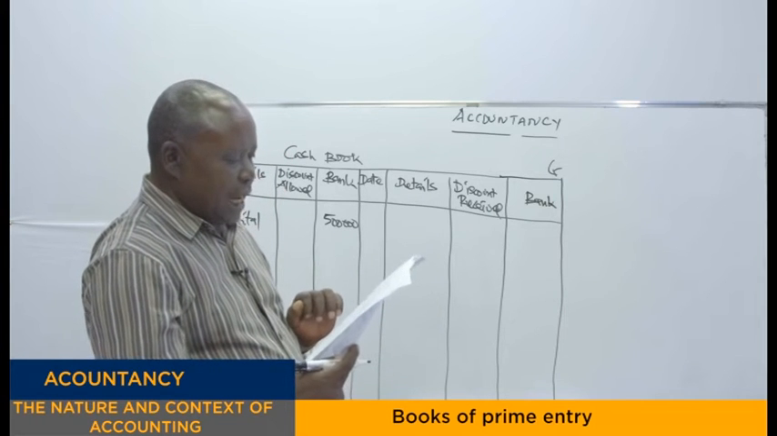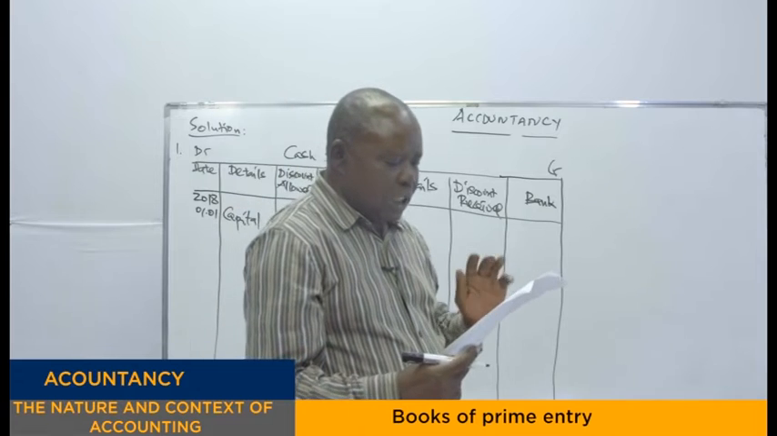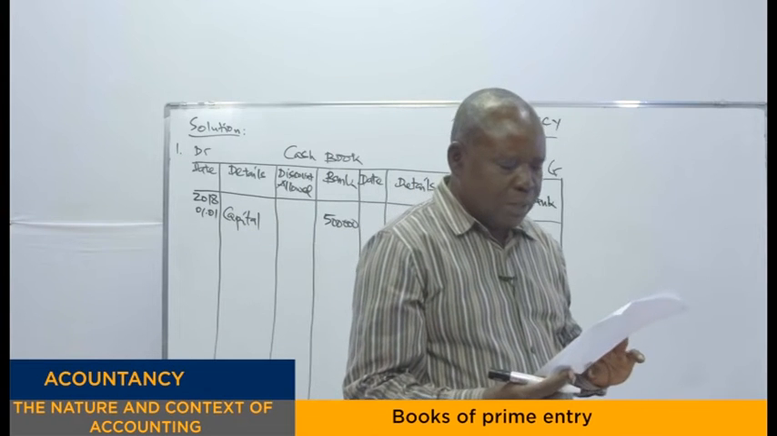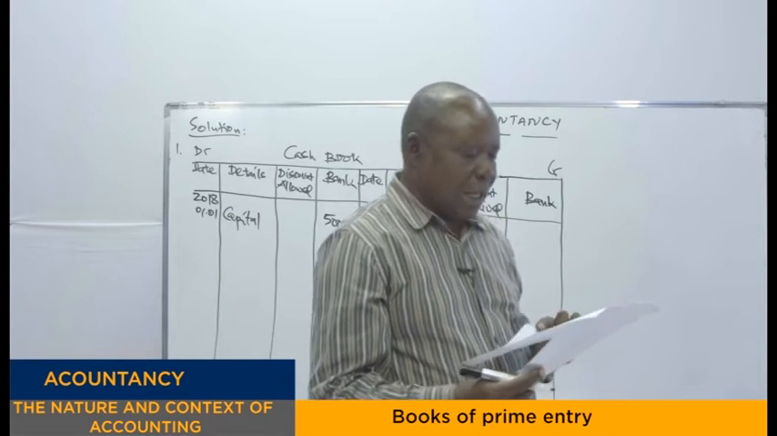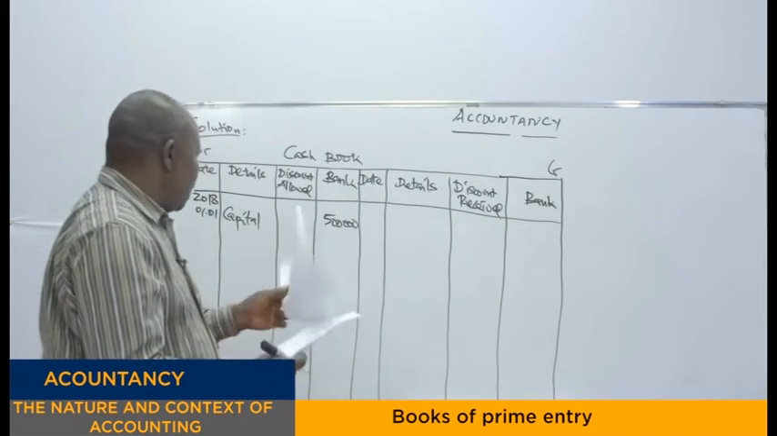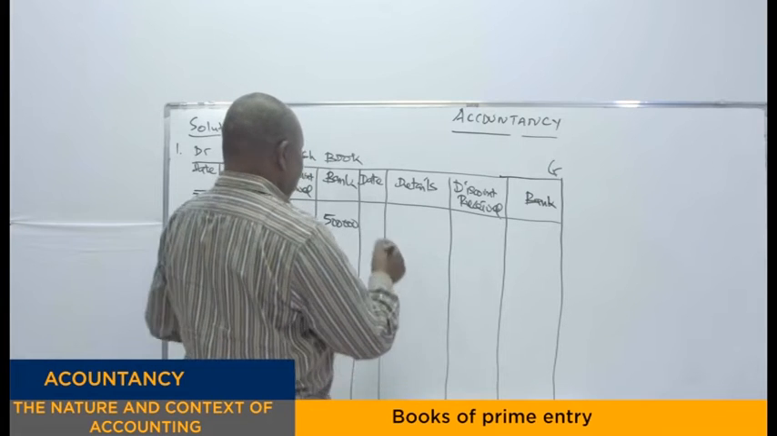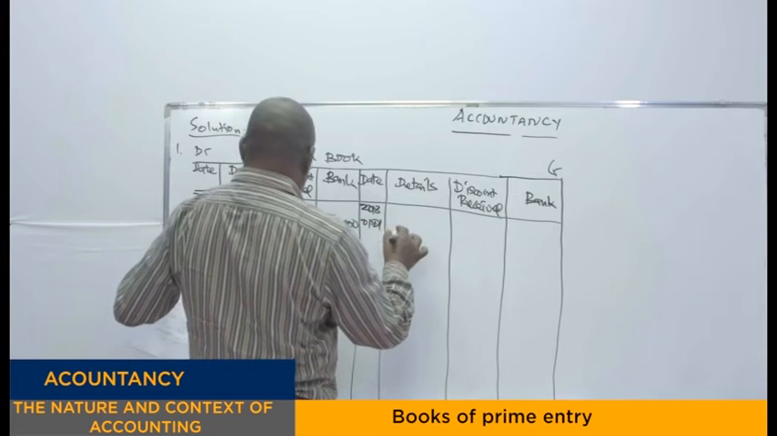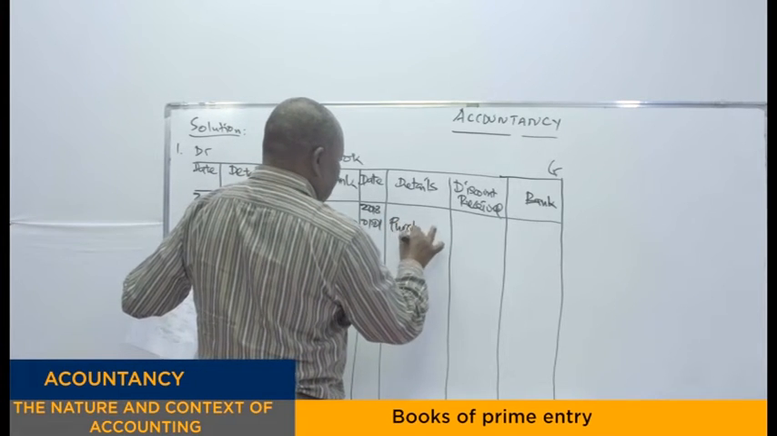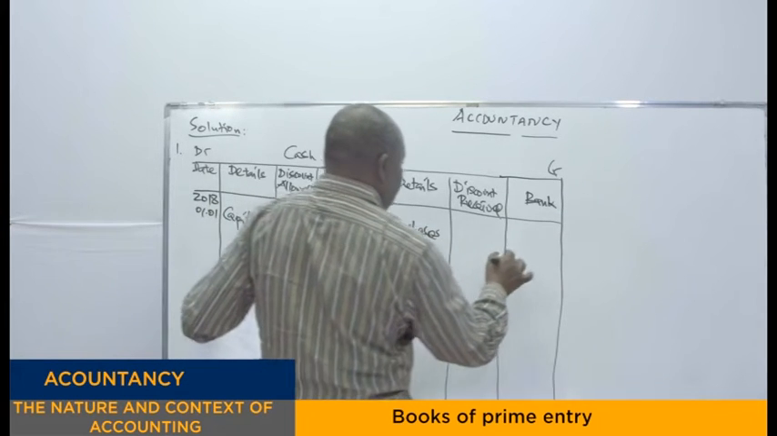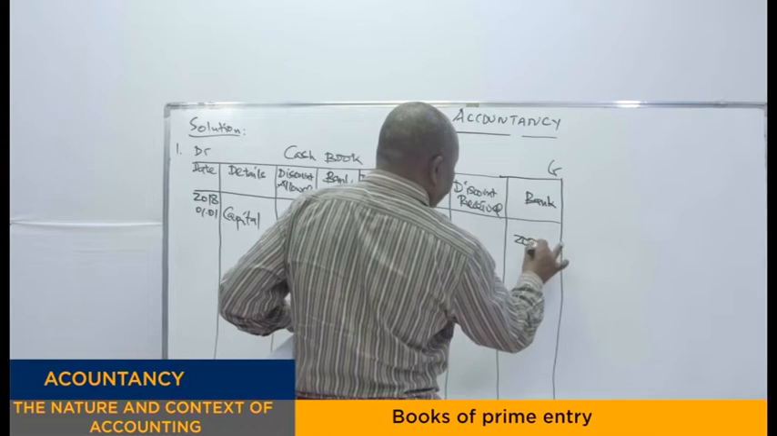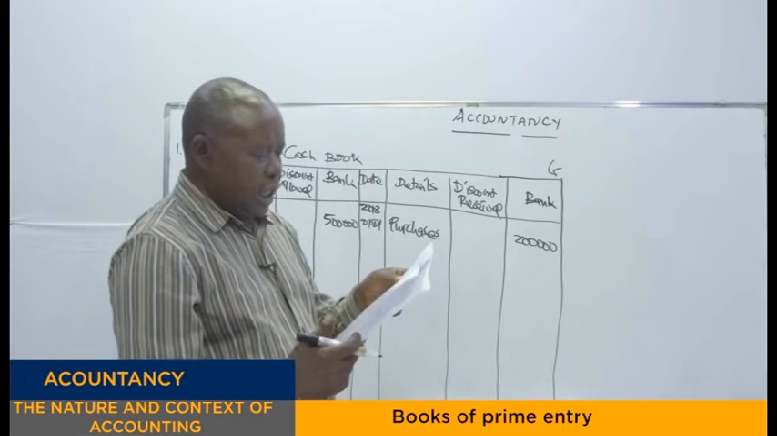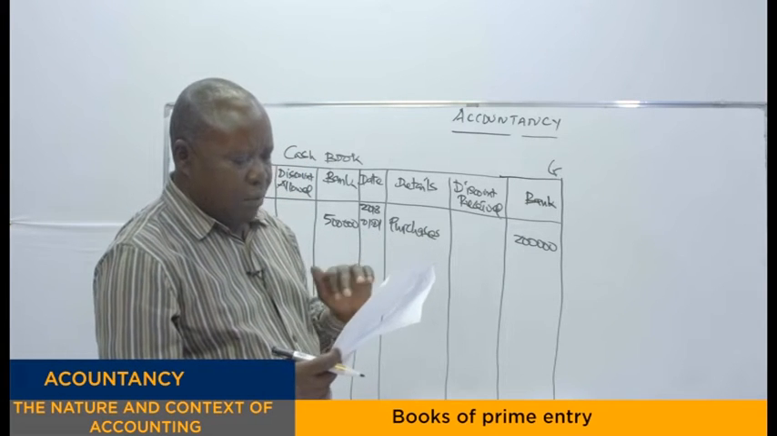Then on the 2nd January, we bought goods by cheque. If we bought goods by cheque, we are supposed to debit purchases and credit bank. So we are going to write on the credit side. We write here 2018, 1st of January, purchases, 200,000.